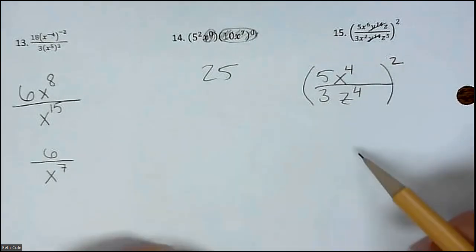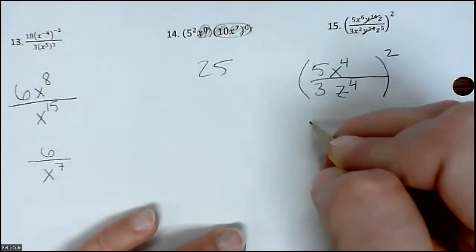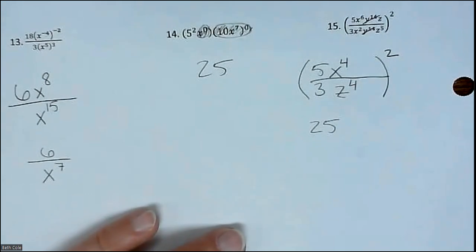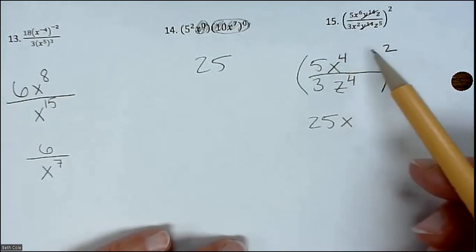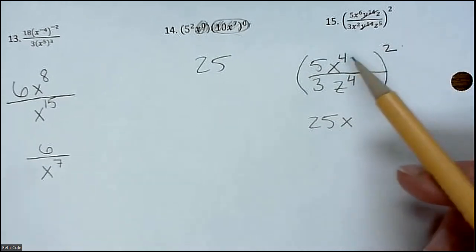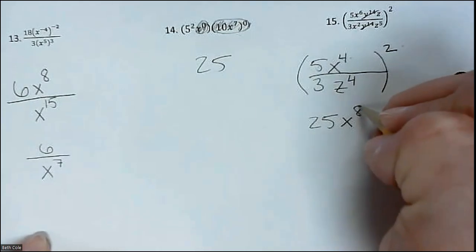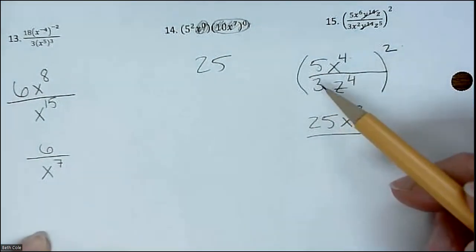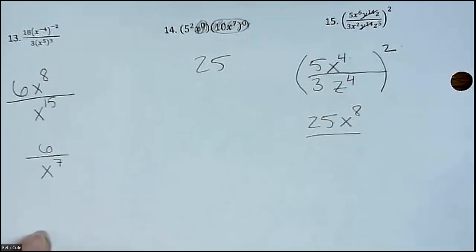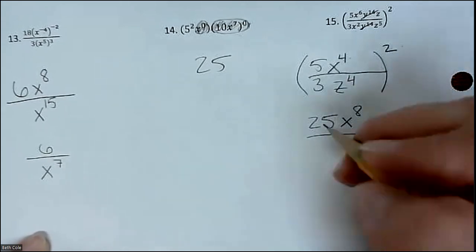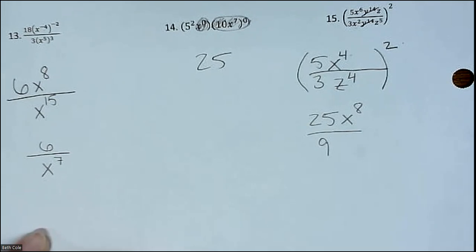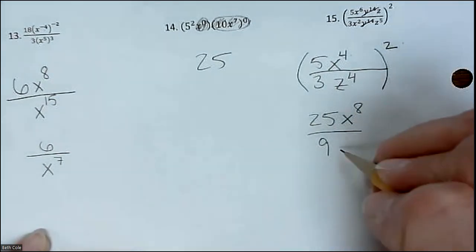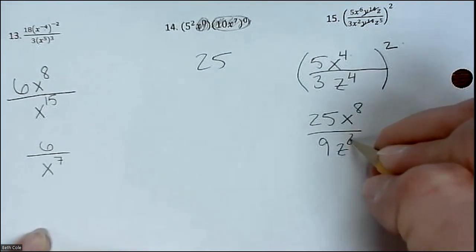All right, and then you're gonna square everything. 5 squared is 25. For the x, power to a power means that you multiply. 4 times 2 is 8. Good. 3 squared isn't 6. It's 3 times 3, which is 9. You could type it in the calculator. 3 squared, it'll tell you 9. And then z, 4 times 2 is 8.